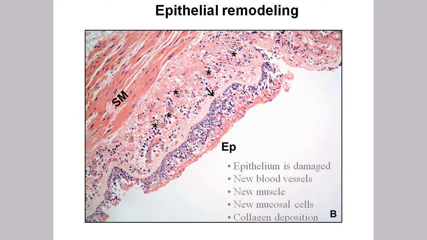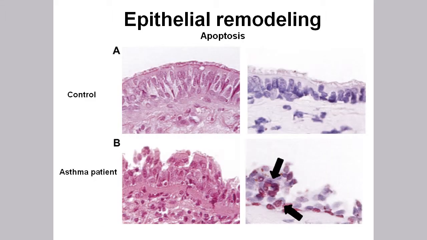So what does this epithelial injury look like? You can see here the epithelial layer, and you can see damage. You can see thickening. The epithelium is damaged. You can see the little stars that show new blood vessel formation. You can also see collagen deposition shown by the arrow. All of these added up together result in damage.